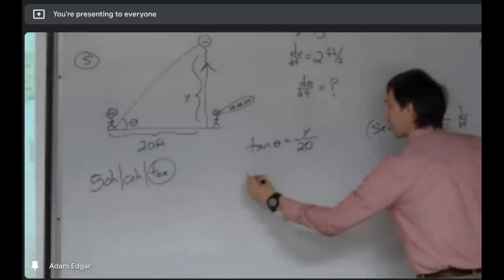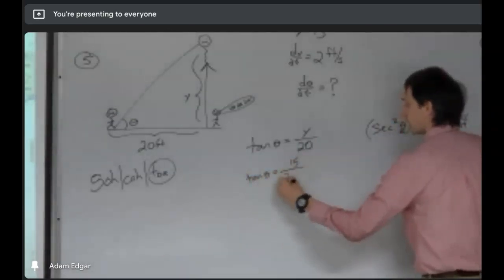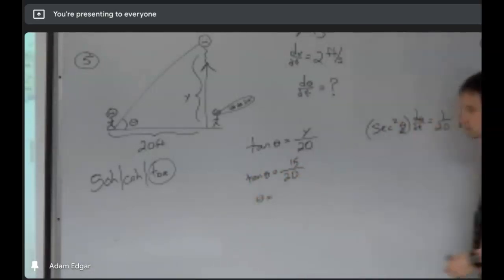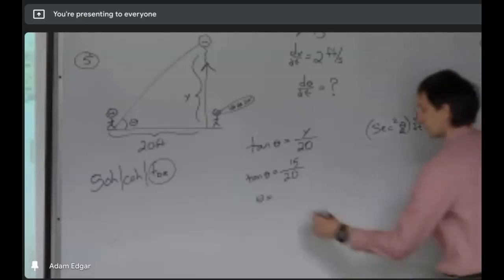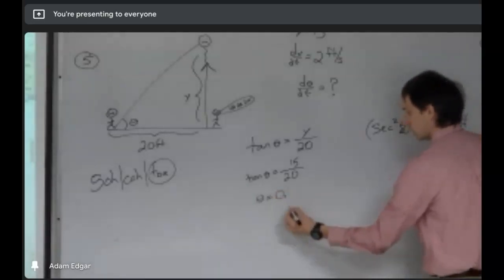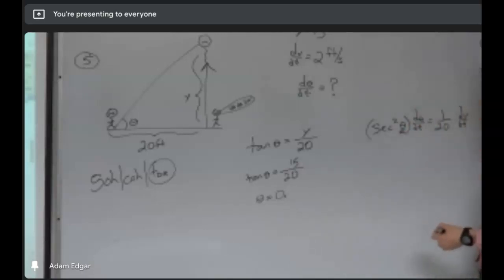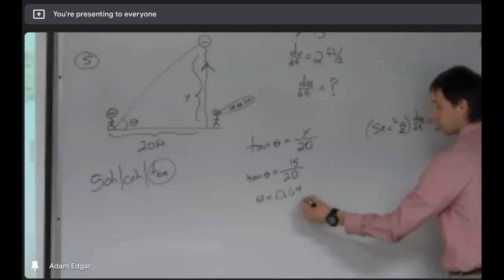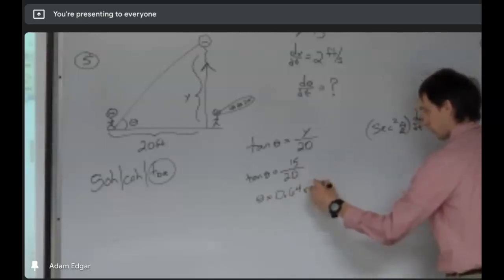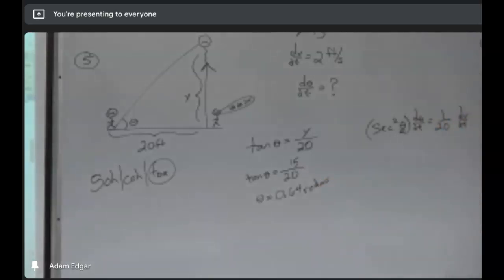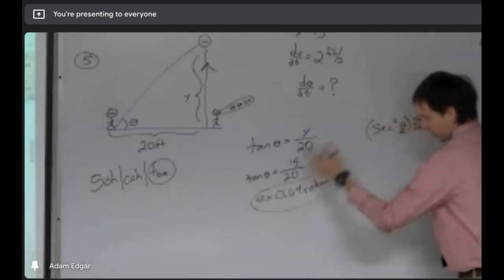So now you can plug in 15 for your y, find out what your theta is. So what's your angle? 0.64. So if you're in radians, that's 0.64. If you're in degrees, it's something else. I don't know. It doesn't really matter. Once you have that, whatever it is, radians or degrees, you plug it in over here.